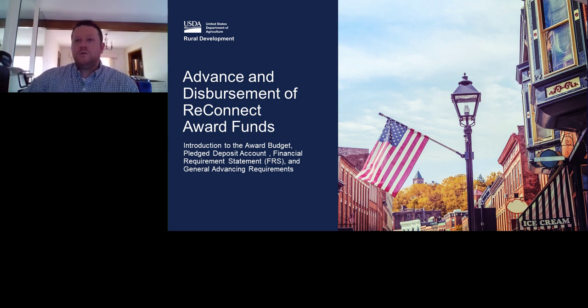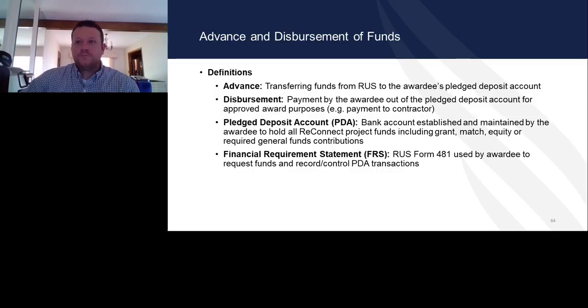Moving into advance, disbursement, and ReConnect award funds. Definitions. An advance is transferring funds from RUS to the awardee's pledged deposit account. A disbursement is then the payment by the awardee out of the pledged deposit account for approved purposes.